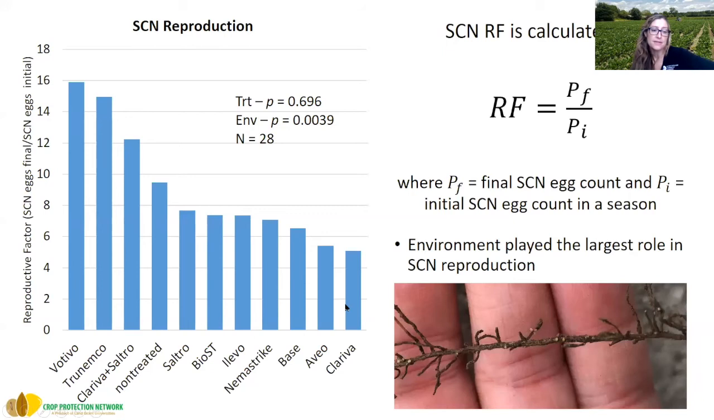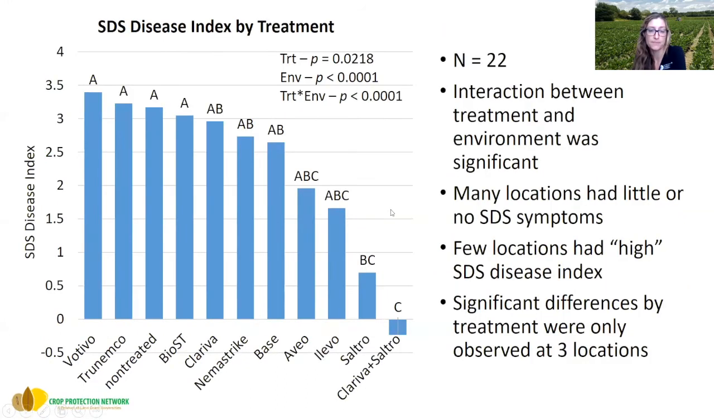So across all of these same treatments, one of the things that we looked at here was this reproductive factor. So looking at that final egg count versus the initial egg count. So what is that reproductive factor? On this bottom line here, you can see the non-treated about 4. And so many of these products were reducing that reproductive factor. And actually that Chlorella came in quite low on helping that reproductive factor to drop.